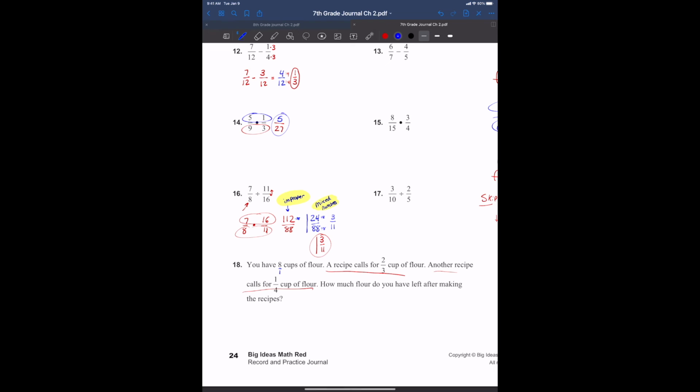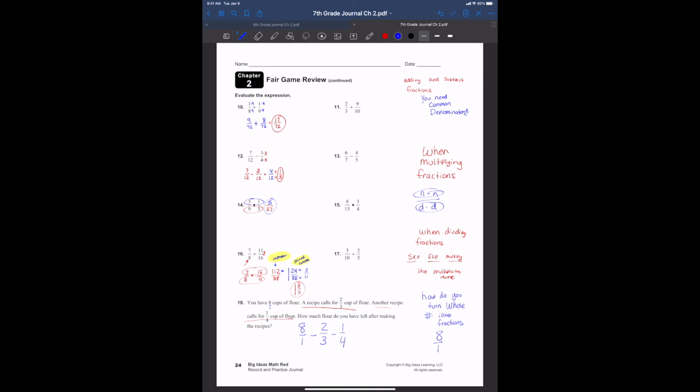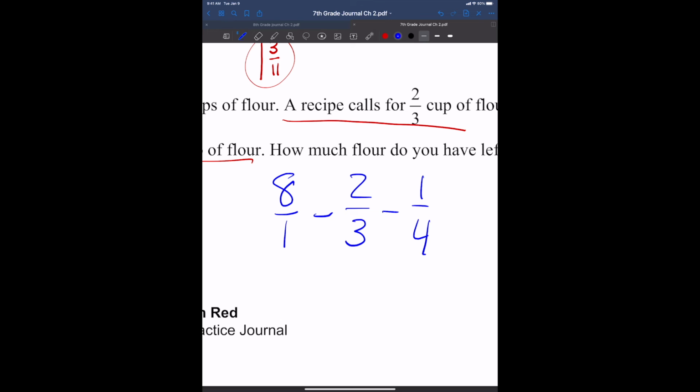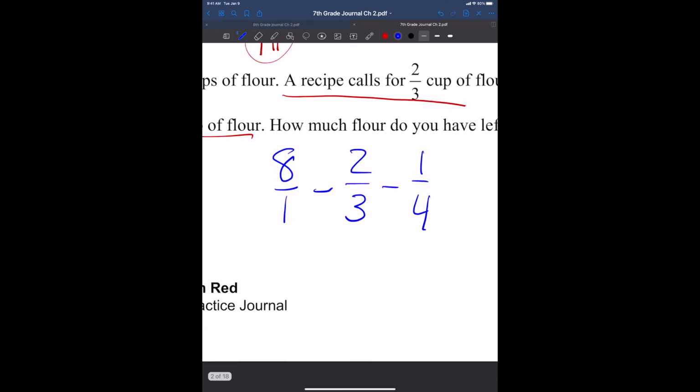Now, this just turns into a simple subtraction problem, right? I have 8 over 1, take away 2/3, take away 1/4, right? What do I need when adding or subtracting a fraction? Common denominator. You need common denominators. Good catch. What is a good common denominator between 1, 3, and 4? 12. Okay, hold on. You said 4. Could I turn a 3 into a 4? No. What did you guys say? 12. Now, please get in the habit of rewriting it down below.